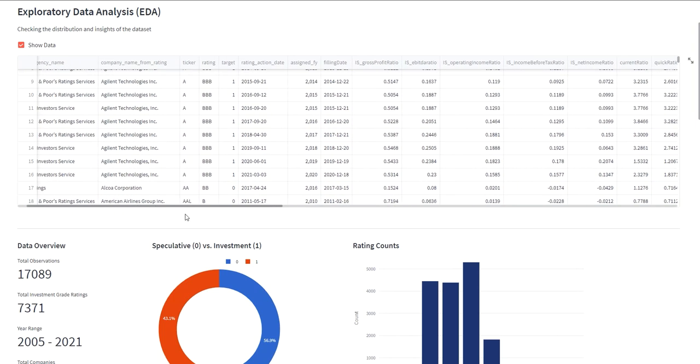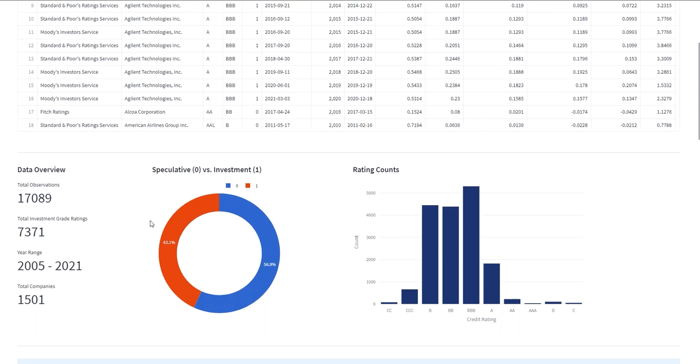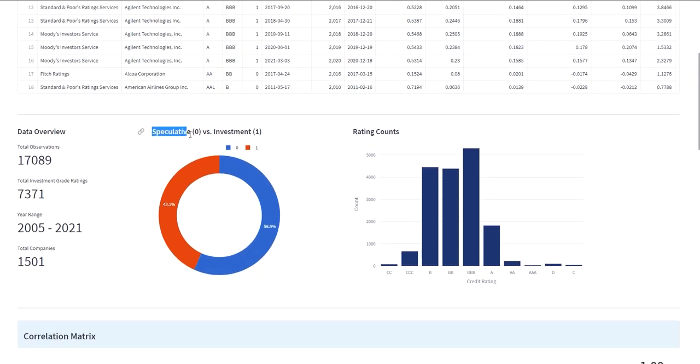There are about 40 features. So in this study, generally speaking, we just say speculative grade bonds are 0 and investment grade bonds are 1. This is our label. I can say we have slightly more speculative bonds than investment grade bonds.